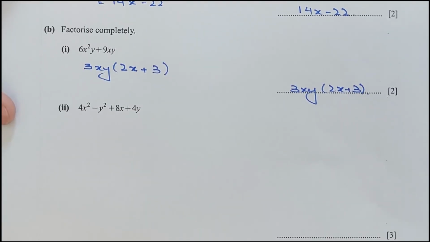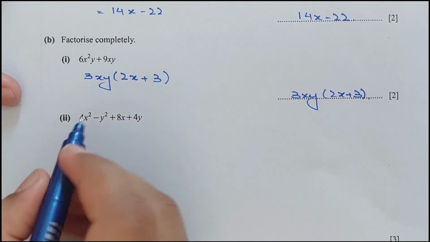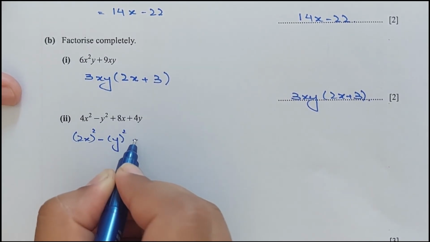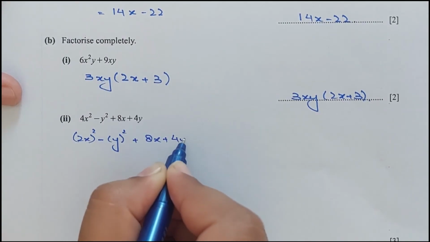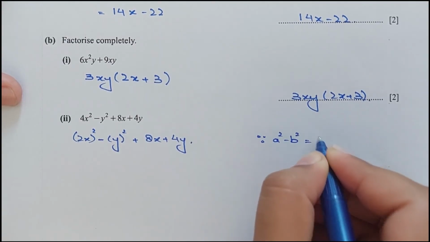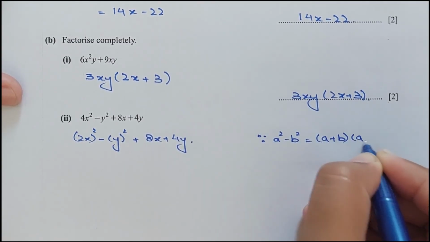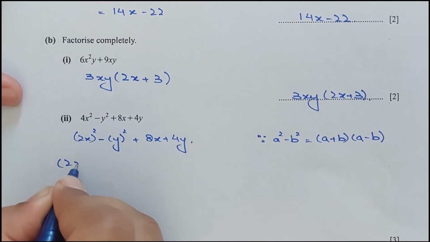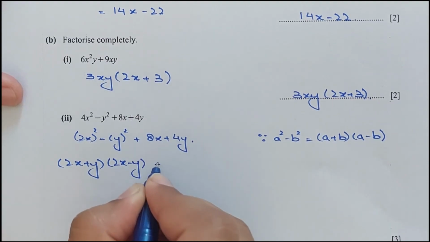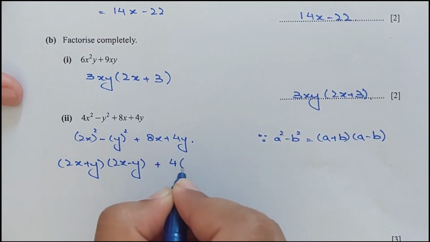Now for the second part, we can say 4x square minus y square, 8x plus 4y. Alright. Let me factorize 4. This is 2x whole square minus y whole square. And 8x plus 4y. So difference of squares, the formula we are using: a square minus b square is a plus b into a minus b. This formula I'm gonna use. This is 2x plus y and 2x minus y plus 4 is common.